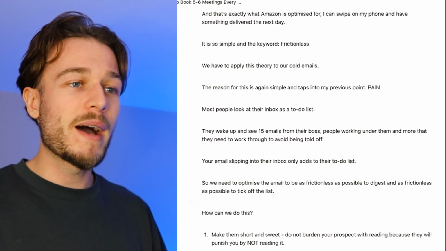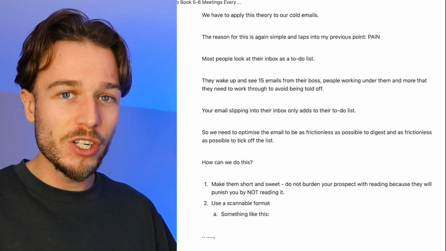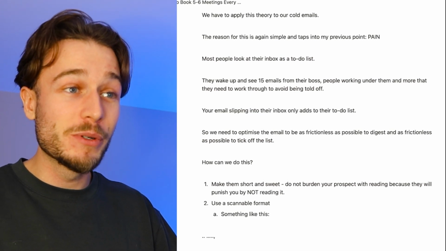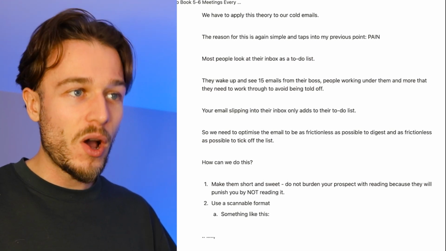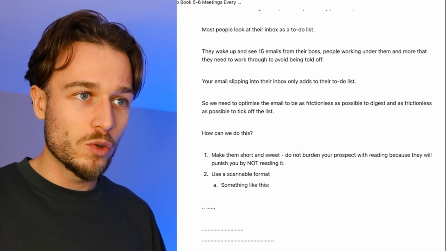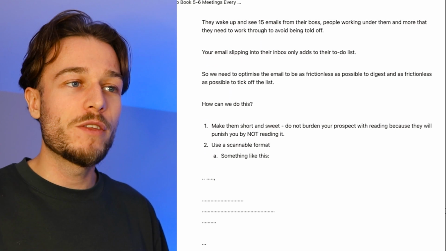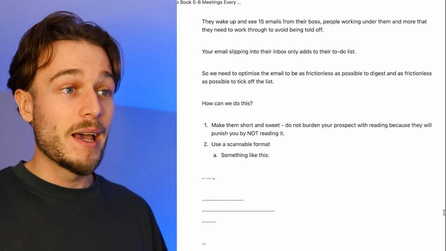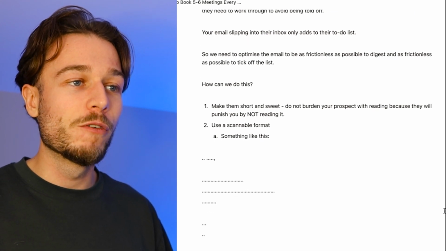So we need to optimize the email to be as frictionless as possible to digest and as frictionless as possible to tick off the list. So how can we do this? Well, the first thing that we can do is to make them short and sweet. Do not burden your prospect with reading because they will punish you by not reading it. Okay, that's super key. And the second thing is to use a scannable format.